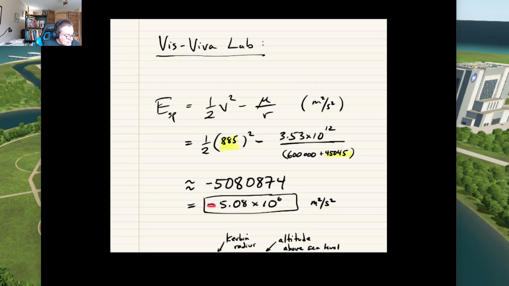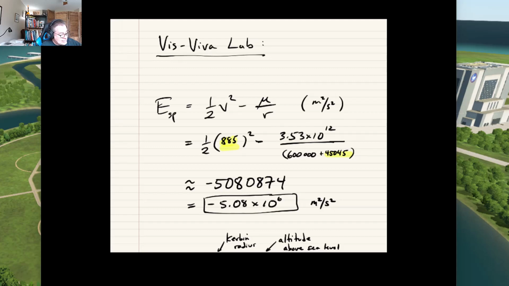Actually, one other comment is that when we are in bound orbits, we will have negative values. So that this potential energy is greater in absolute value than this term that comes from the kinetic energy. So you can see that when it goes to a hyperbolic orbit, this will become positive, but in all the bound orbits, we expect negative, so that's what happened there. So negative 5.08 times 10 to the 6 meters squared per second squared, that's the specific orbital energy at that point in the flight.